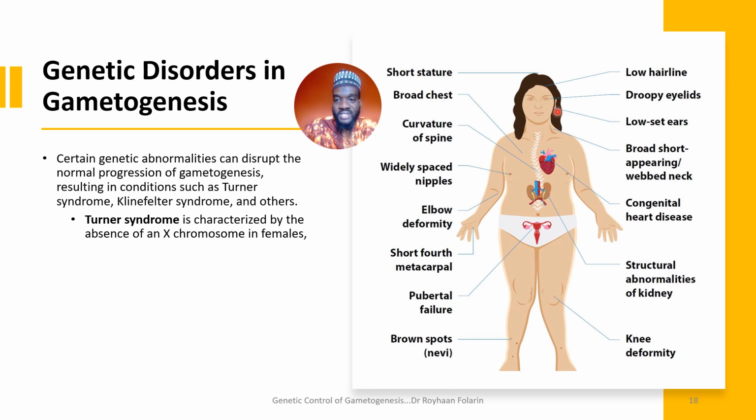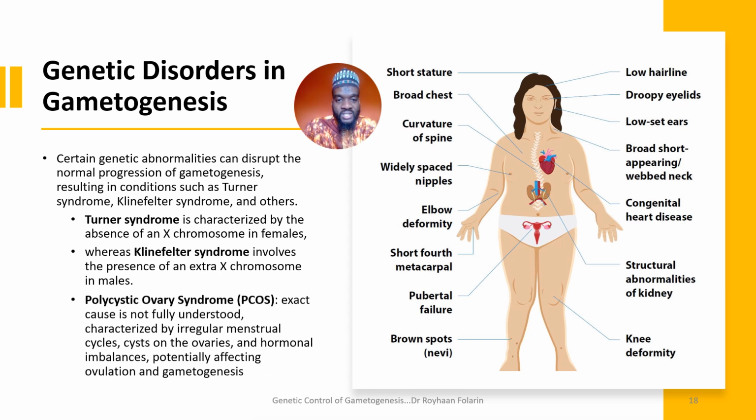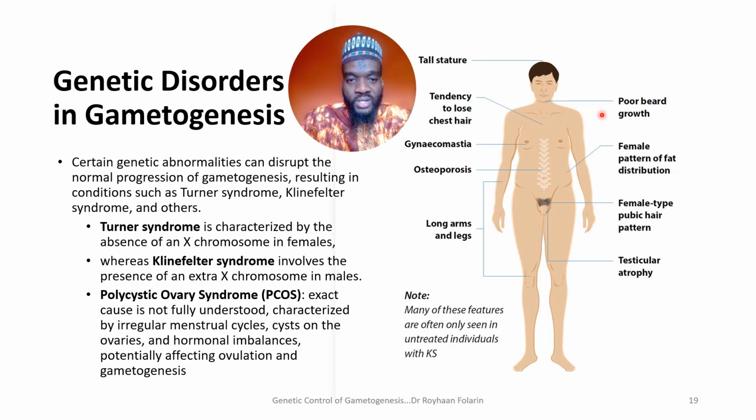They have low set ears, and they can have droopy eyelids as well. So all of these are characteristics of females that have Turner syndrome. On the other hand, Klinefelter syndrome, which is shown here, involves the presence of an extra X chromosome. In the case of Turner syndrome, it's a female that has one X chromosome. So such an individual is going to be having a defective, an incomplete X chromosome.